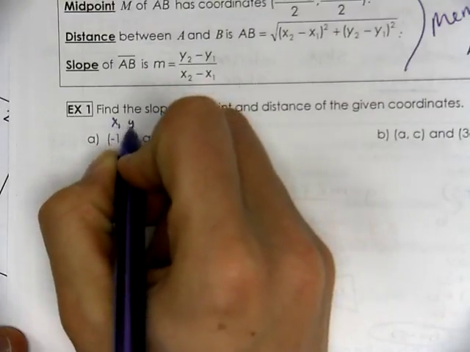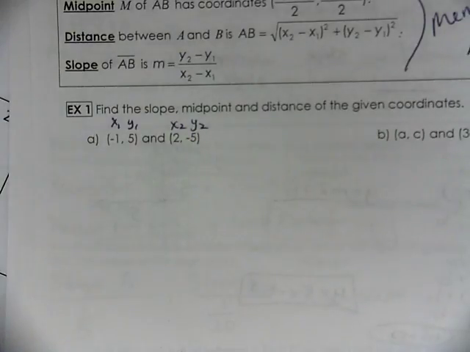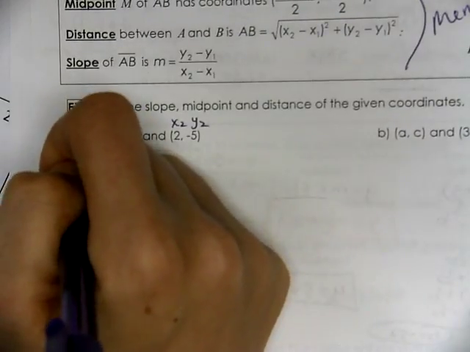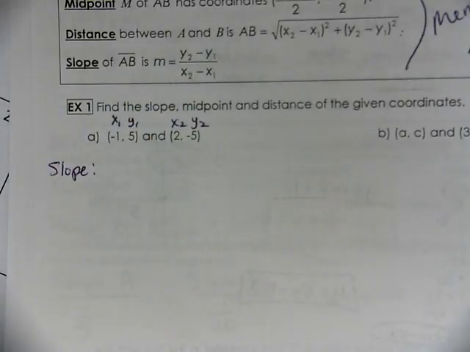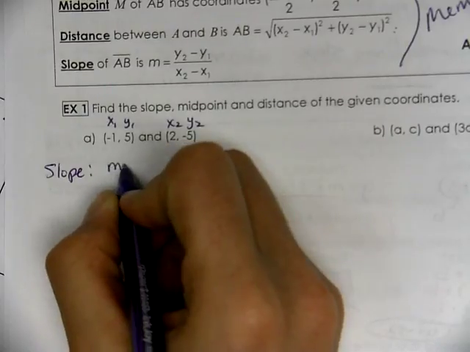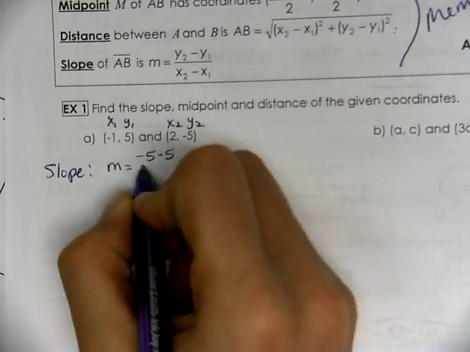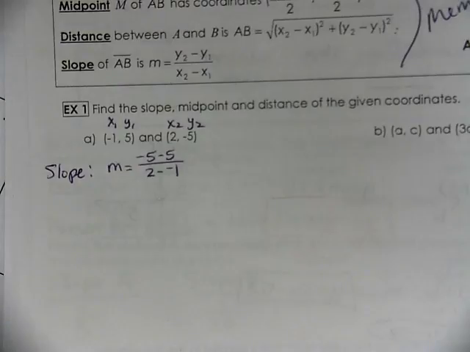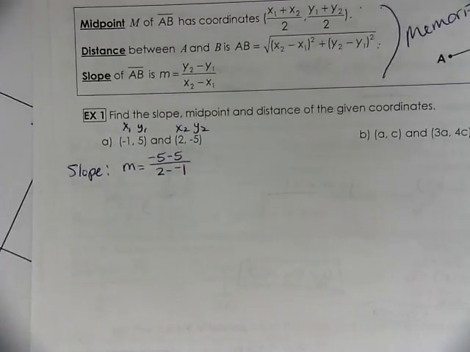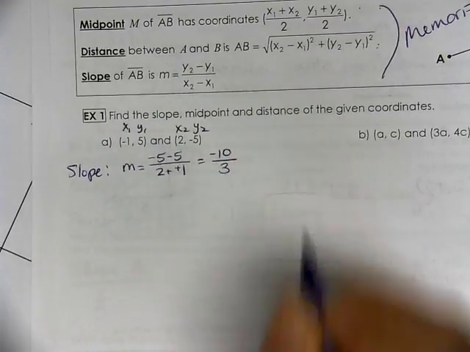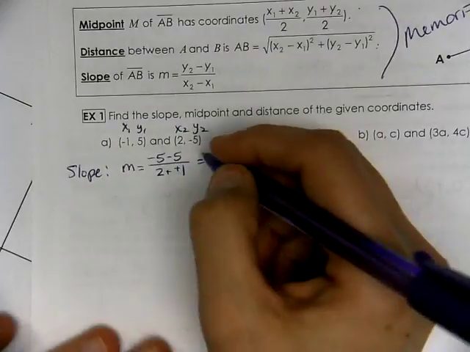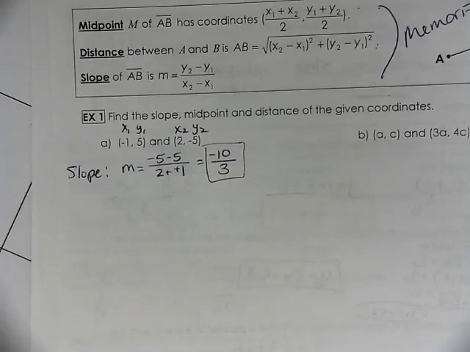So remember, this is x1, y1, x2, y2. So the slope, we'll start with slope, since that's what we've been working on. M equals -5 minus 5 over 2 minus -1. What's -5 minus 5? -10. And what happens to the 2 minus the -1? Plus, so -10/3. You can just leave it like that. You're done, because you can't reduce that.